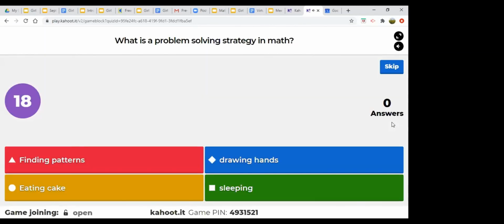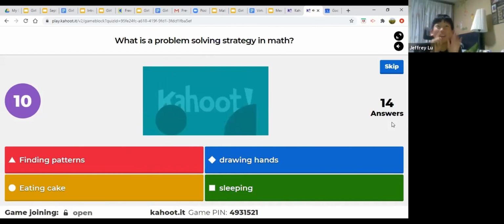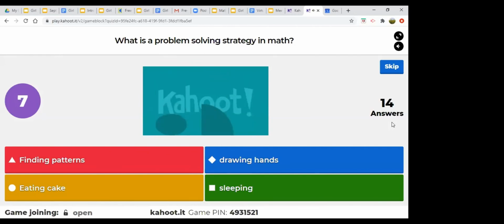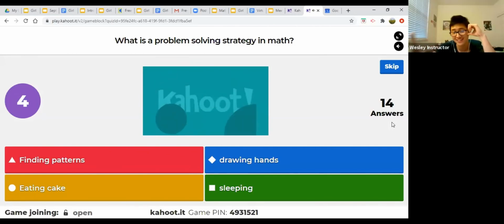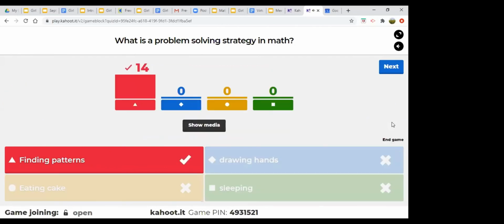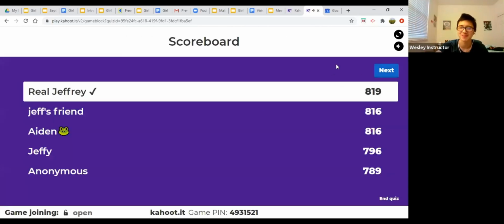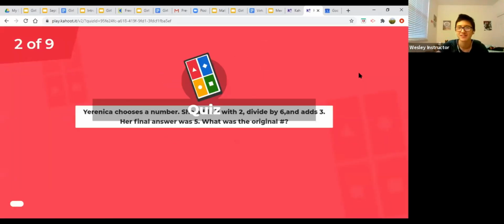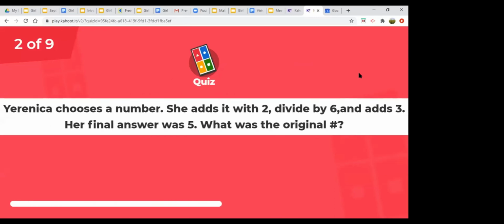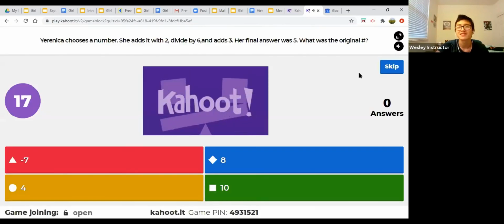What is a problem solving strategy? I'm not gonna get into that right now. Drawing hands. Totally. Eating cake or sleeping. Hey, actually, drawing hands does work, and sleeping. No, sleeping doesn't work. Yeah, it does. Cake works. Sleeping enhances your brain power. Hey, when you guys get to high school, make sure to sleep. I know a lot of my classmates go to sleep at like 6 a.m. and wake up an hour later. And I'm only in middle school. You guys are gonna miss sleep.